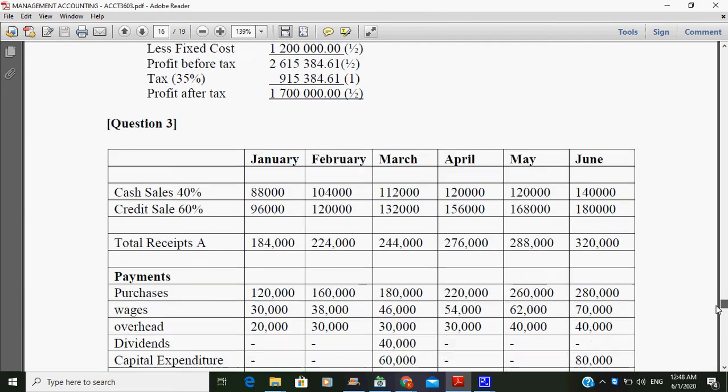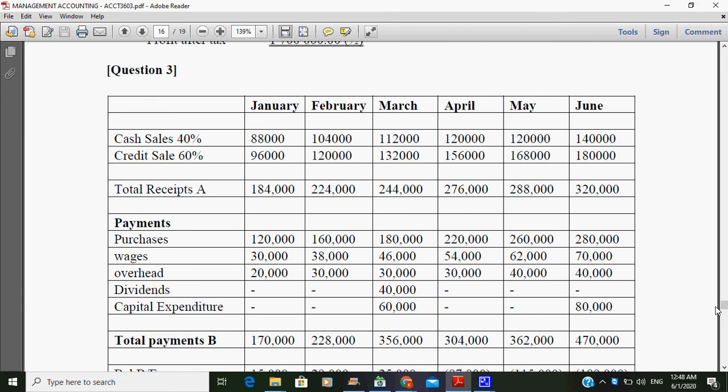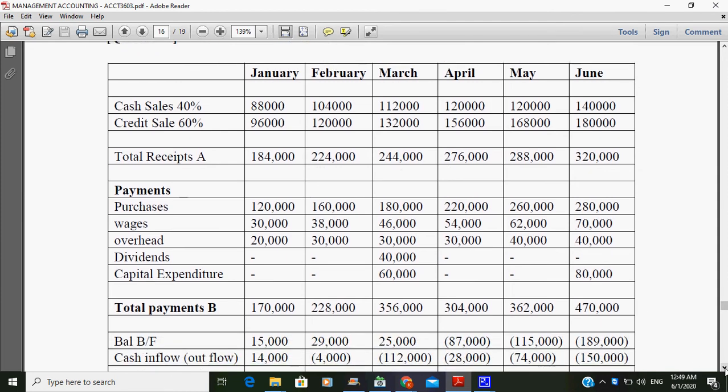Alright, for the solution, we're going from January to June. The first thing is that cash is 40% of the $220,000. So 40% times 220,000 gives you 88,000. Then 60% of the sales from November gives you 96,000. Add them together, you get 184,000. There are two different ways of doing this question. You could have started with your opening balance first, but this is another way of doing it. So this is the total receipts. Very easy.